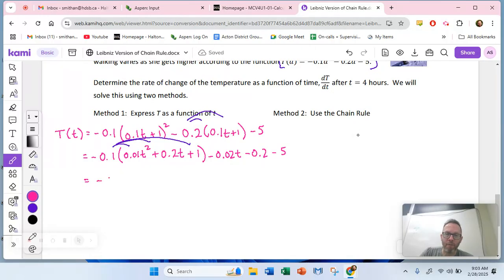So let's just be careful. I'm living dangerously, just doing mental math here. I'm not even peeking at my notes. 0.001 t squared. Negative 1 times 0.2 is negative 0.02 times t. Negative 1 times 1, negative 0.1. And then our other stuff: negative 0.02 t, negative 0.2, and negative 5.